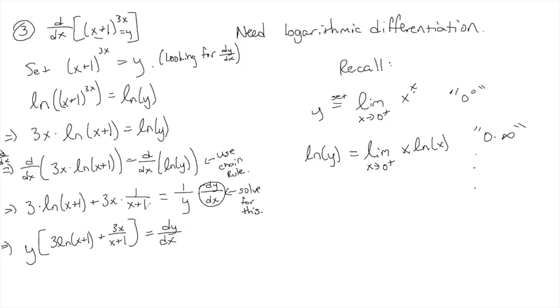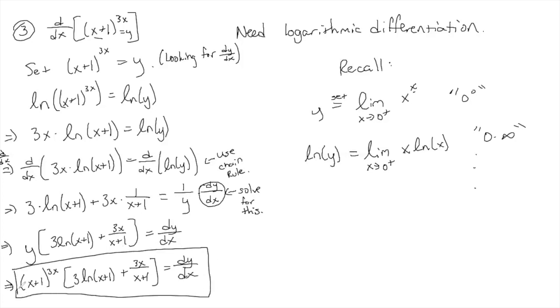equals dy/dx. And one last thing I should do is replace y, because if I can write this whole thing as a function of x, meaning just having x's in it, no y's, then I should do that. That's definitely a good idea. Sometimes you can't do that, but in this particular case, you definitely can, because I have an explicit expression for y. So I have (x+1)^(3x), which is just substituting in for y, times this big thing, equals dy/dx. And that's good enough. You don't need to distribute or anything like that. There's not going to be any simplification that you can really do here.